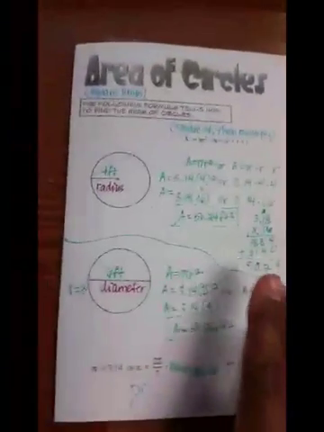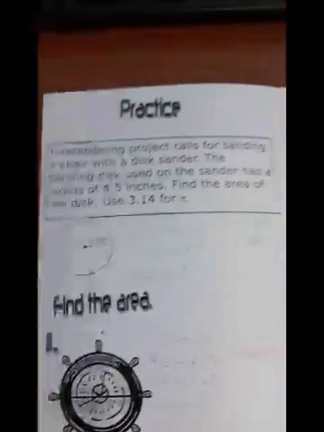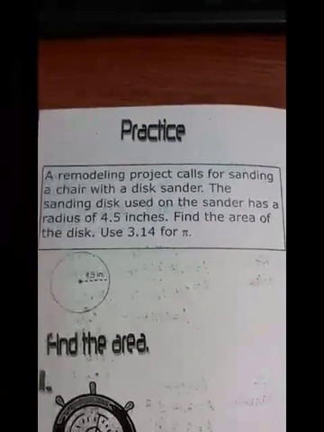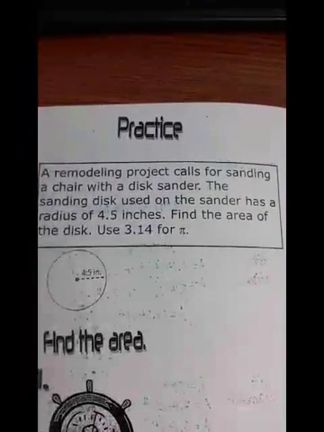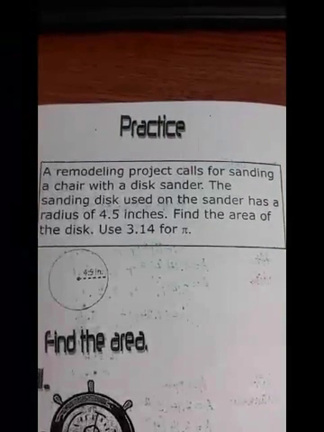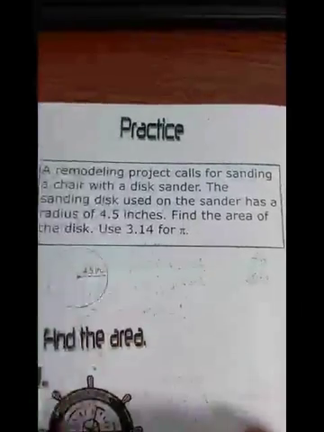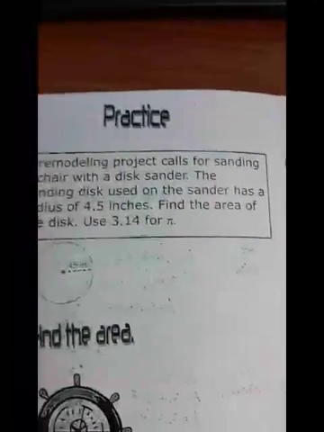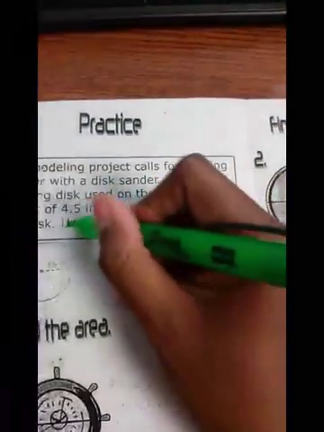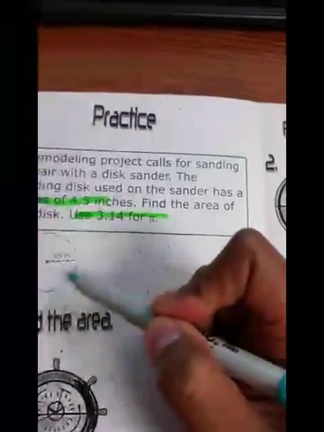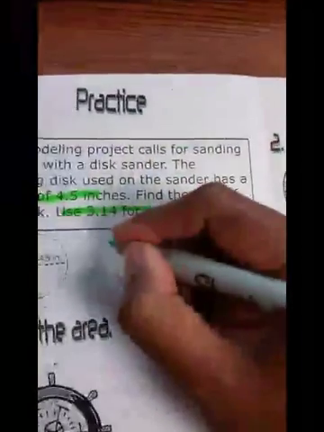Let's go on the inside and look at this scenario here. It says a remodeling project calls for sanding a chair with a disc sander. The sanding disc used on the sander has a radius of 4.5 inches. Find the area of the disc, and we're going to use 3.14 as pi, and that's the radius. All right, so the first thing we do is draw and label, which is already there. Then we find our formula.